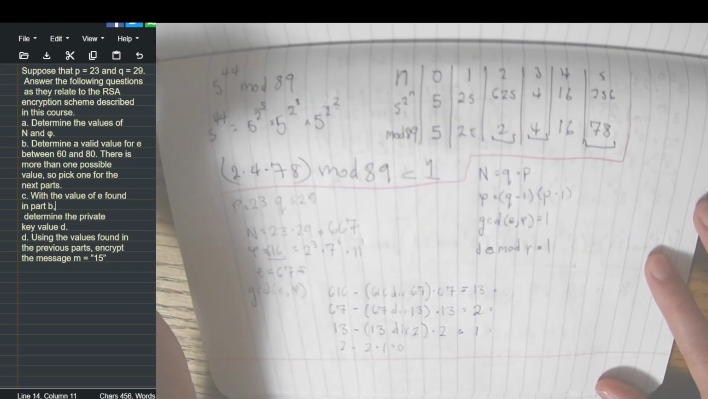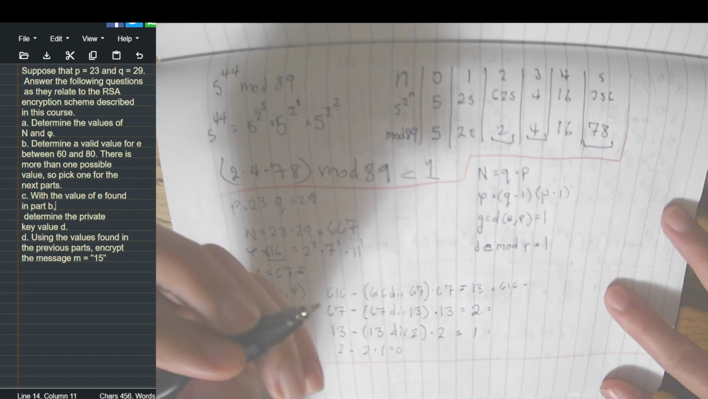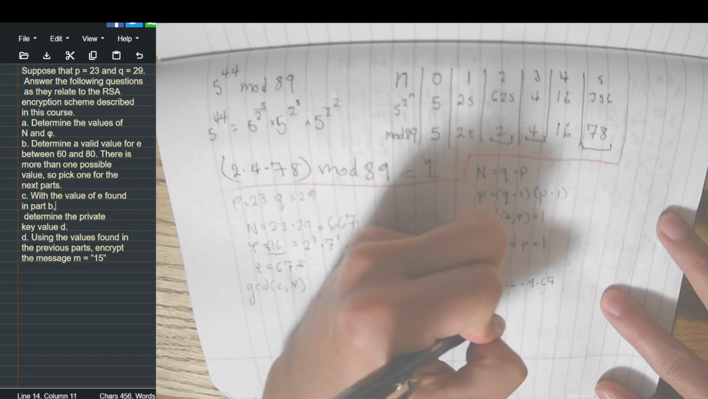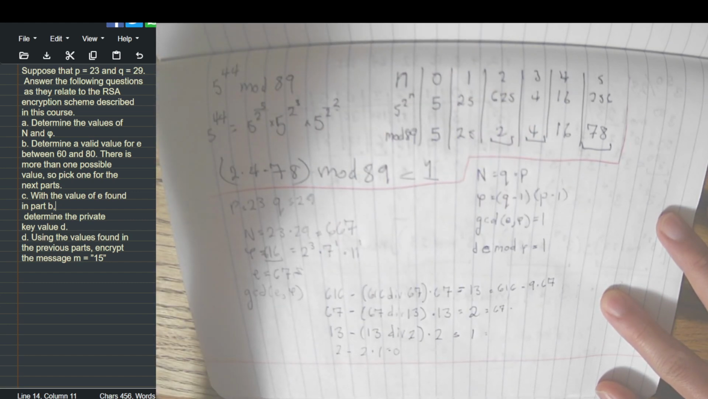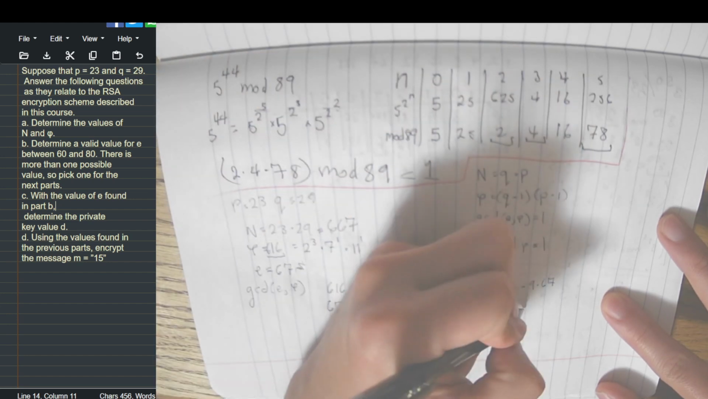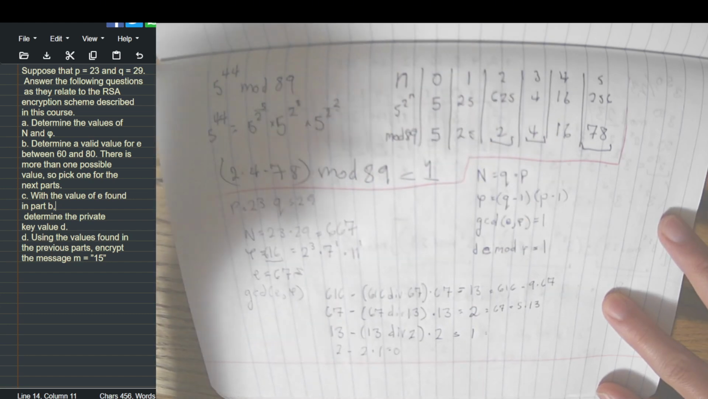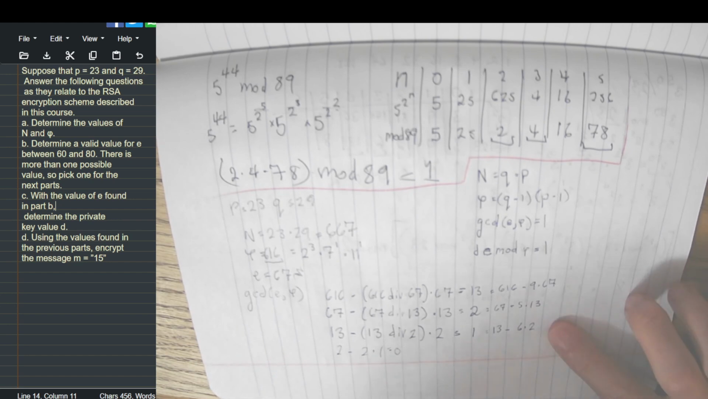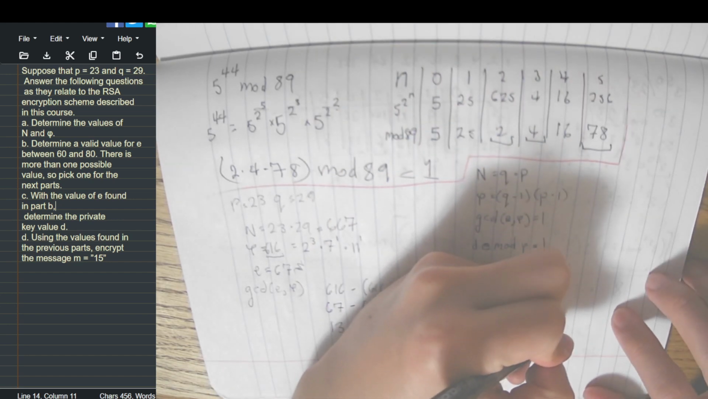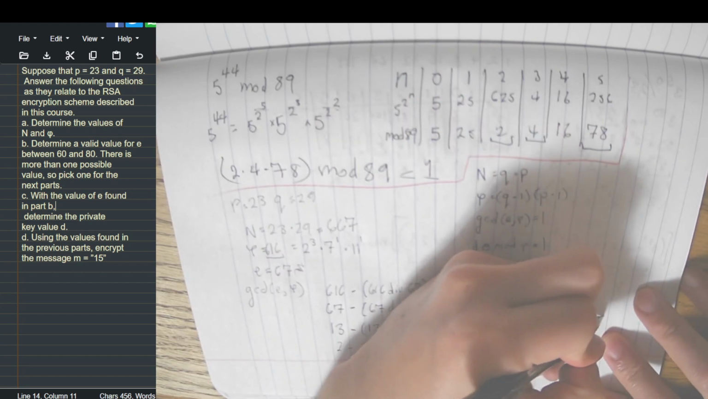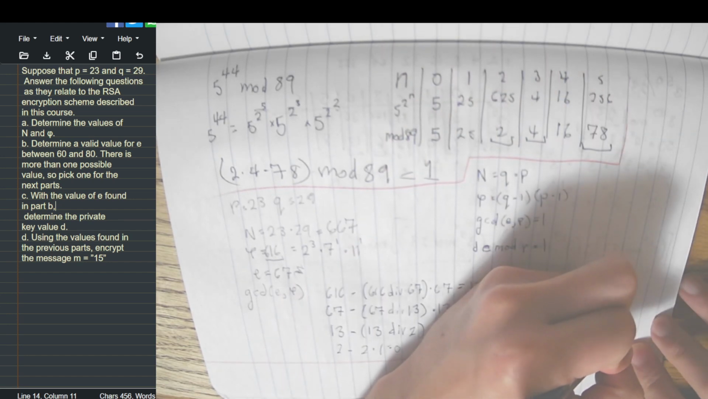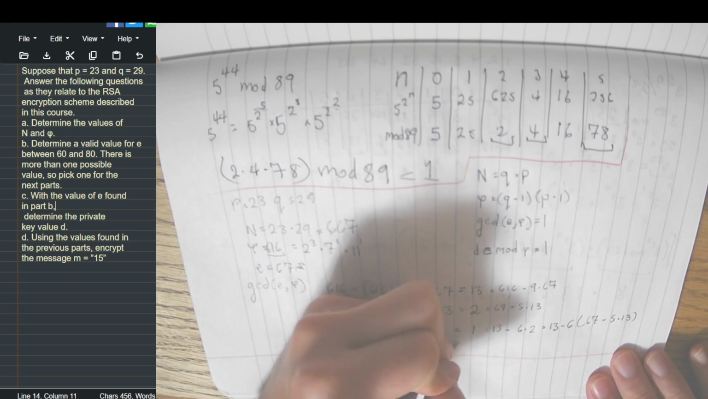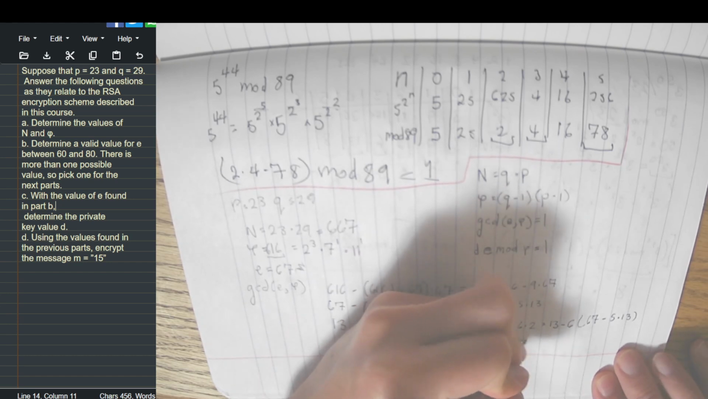Firstly, I'm going to simplify all these equations. We have 616 minus 9 times 67. And then I have 67 minus, what was it, 5 times 13. And then I have 13 minus 6 times 2. So I'll substitute 2 into this equation, and I will get 13 minus 6 times 67 minus 5 times 13. That's me substituting in this equation for 2. I'm going to simplify this. I'm going to get 1 equals 13 minus 6 times 67 plus 30 times 13.